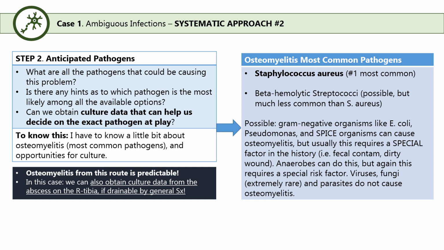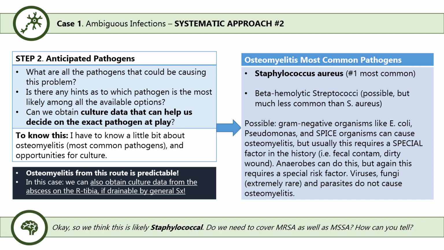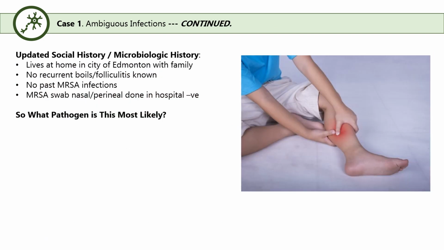Knowing that Staph aureus is likely the culprit pathogen, how can we then tell if we need to treat it as MRSA or as MSSA? The answer is we have to go back into the chart or ask the patient more questions. Remember what features might make us treat MRSA empirically. So going back to ask more questions and look in the chart for some social history cues for some interesting pathogens and for MSSA and MRSA, we find out that the patient lives in Edmonton, Alberta, in the city, has no history of recurrent boils or folliculitis, has no known past MRSA infections, and for what it's worth, swabs negative in the nose and perineum for MRSA colonization.